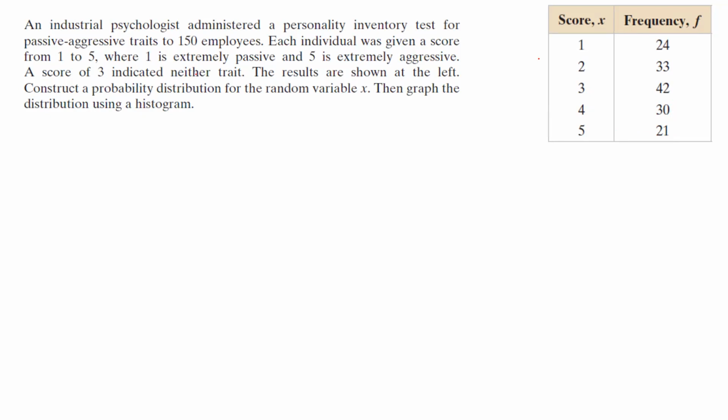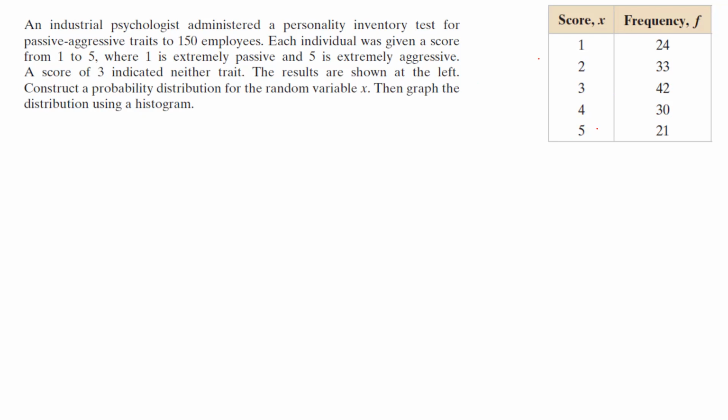So again, think about a large class with 150 students, and then you run this survey for your class. 24 students answered the question and they got score 1. Out of 150 students, 33 of them got score 2. Out of 150 students, 42 got score 3. Out of 150 students, 30 got score 4. You can think about it as a test. Out of 150 students, 21 of them got score 5.